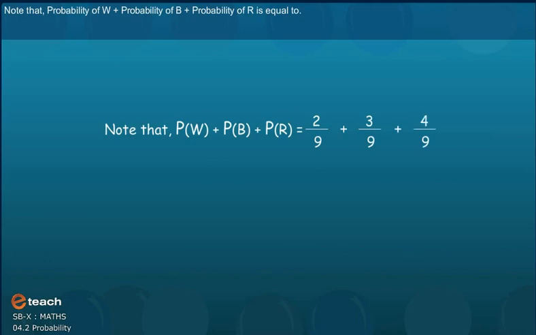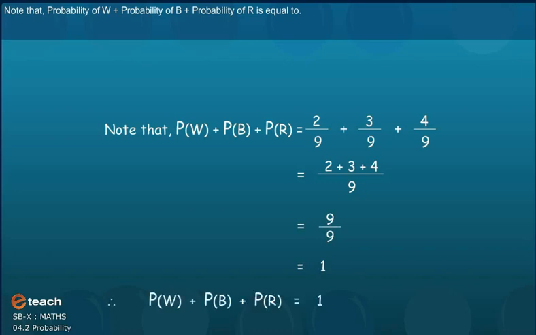Note that probability of W plus probability of B plus probability of R is equal to 2 upon 9 plus 3 upon 9 plus 4 upon 9. So, 2 plus 3 plus 4 upon 9 comes to 9 upon 9, which is equal to 1. So probability of W plus probability of B plus probability of R is equal to 1.